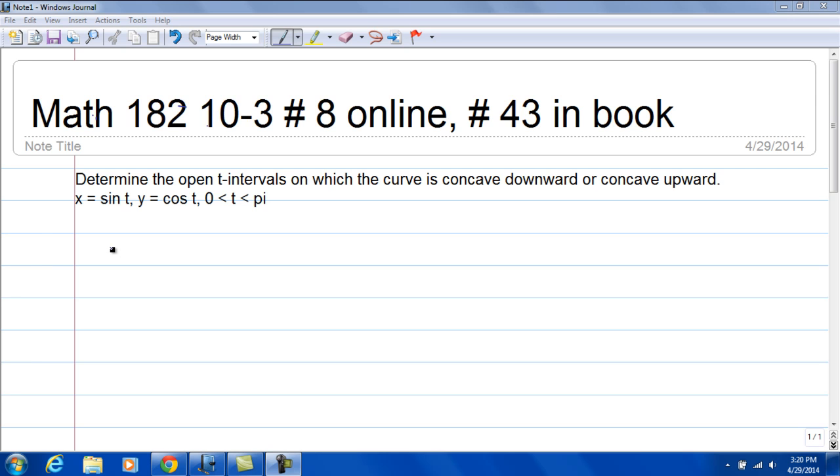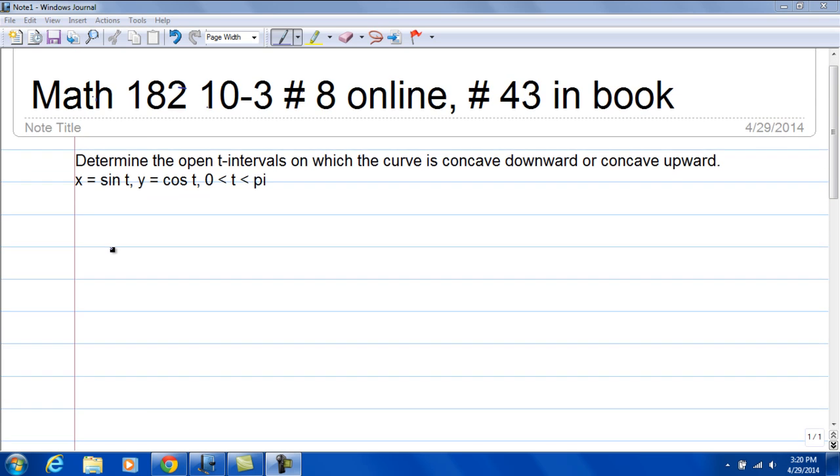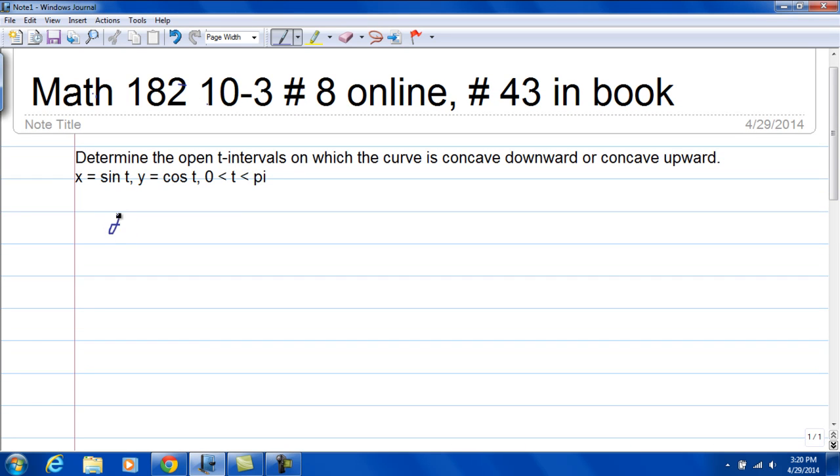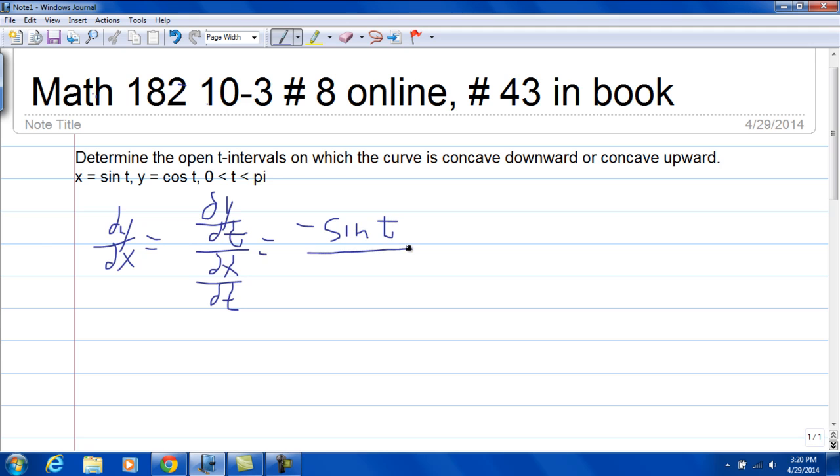So remember, for our concavity back in Math 181, concavity was determined by the second derivative. So we look at our dy/dx, which is going to be dy/dt over dx/dt. The derivative of y is negative sine t over the derivative of x, which is cosine t, which gives us negative tangent t.